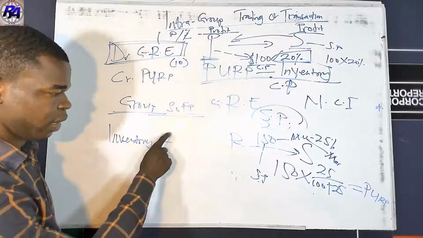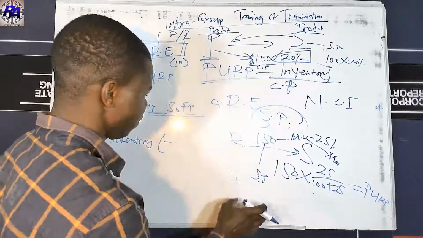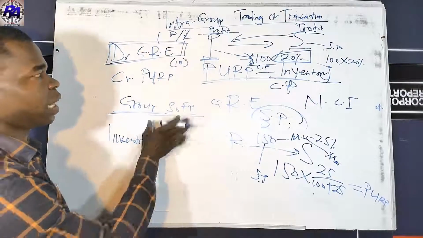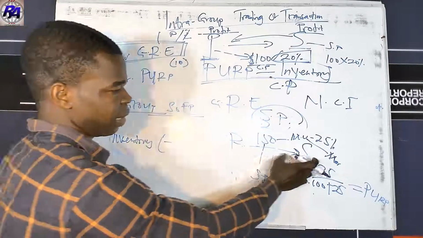So don't forget this treatment, that if there is any unrealized profit, remember to less it from the inventory as well as taking it to your group retained earnings. This is when the parent is selling to the subsidiary.